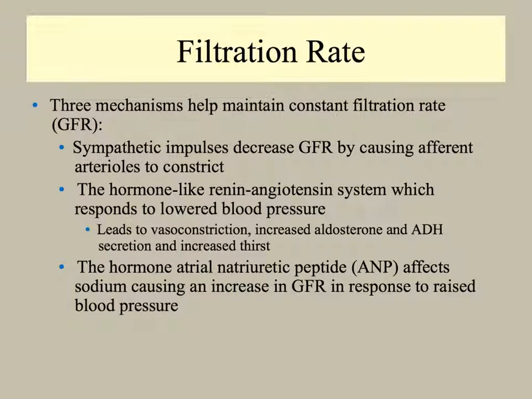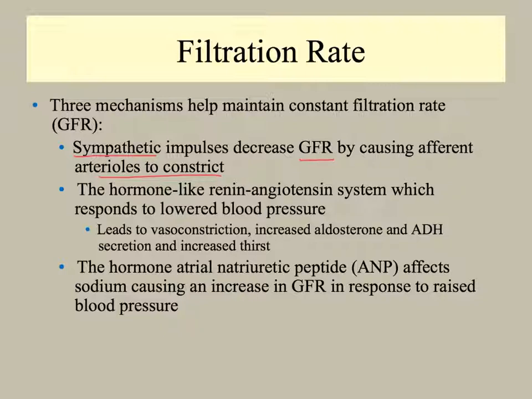There are 3 mechanisms involved in maintaining a constant filtration rate, things that will adjust to increase or decrease the pressure in the system to keep the blood being filtered. The sympathetic nervous system, of course, is involved in fight or flight responses, and when you are in a stressful situation, you do not want to be filtering very much urine. You want the attention of your body to be someplace else. So the glomerular filtration rate, the GFR, will decrease during times of sympathetic neural impulses because the afferent arterioles are caused to constrict, which will slow down the blood flow.